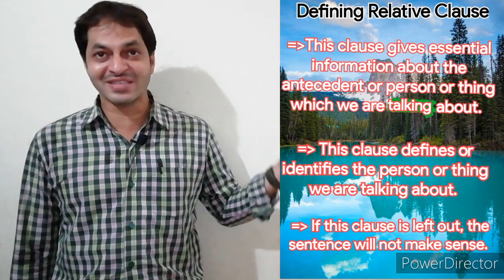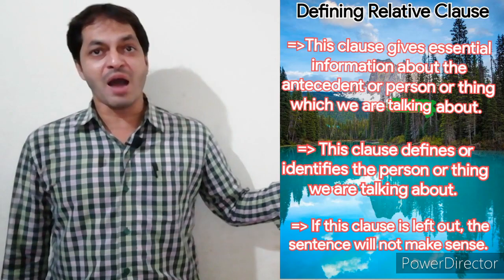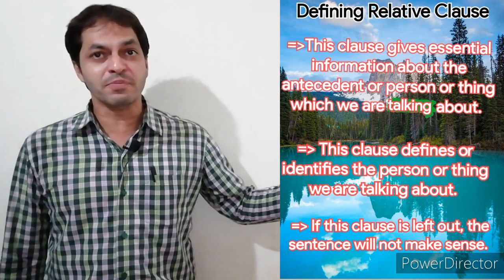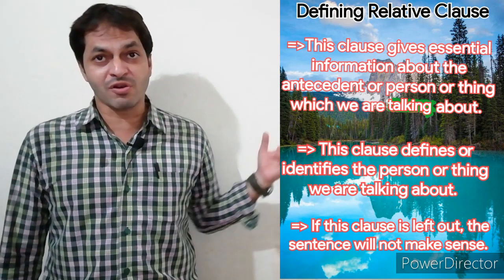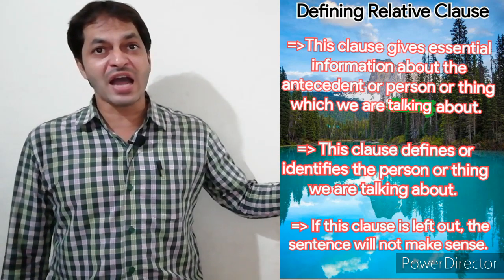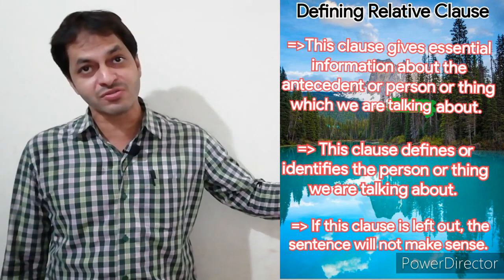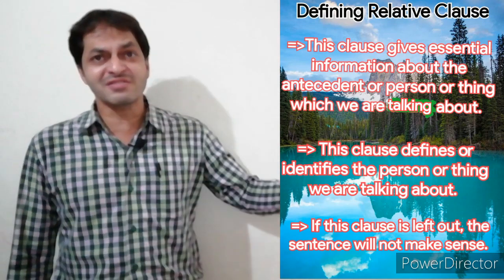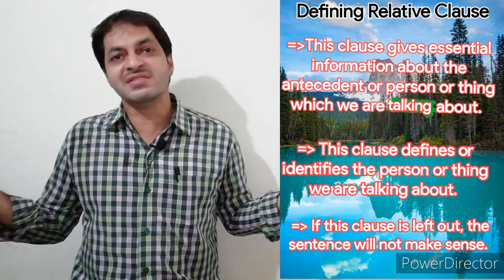Defining relative clause gives essential or important information about the antecedent or the person or thing which we are talking about. This clause defines or identifies the person or thing which we are talking about. If this clause is left out, the whole sentence will not make sense.